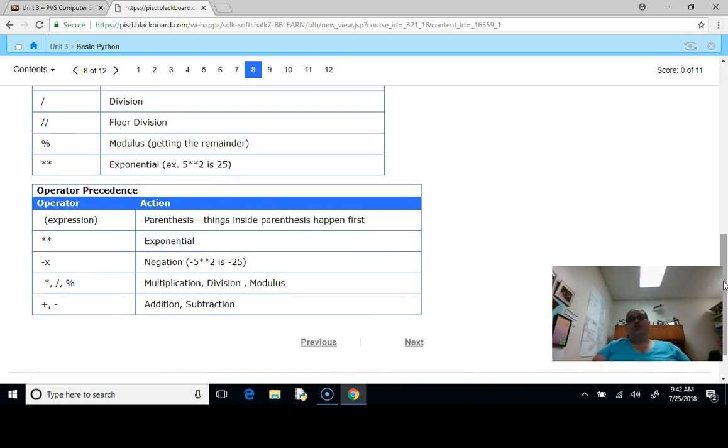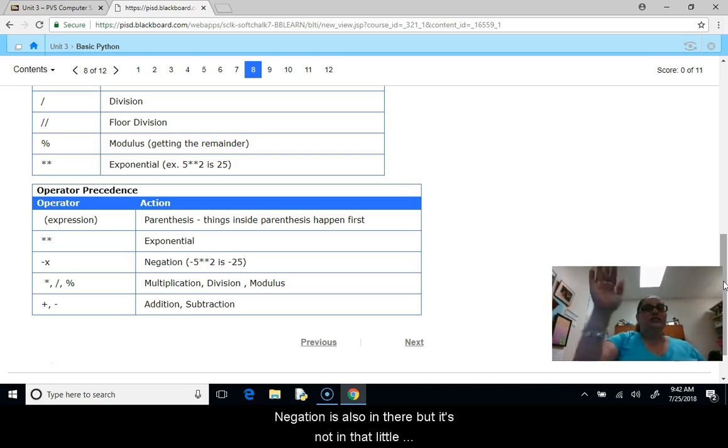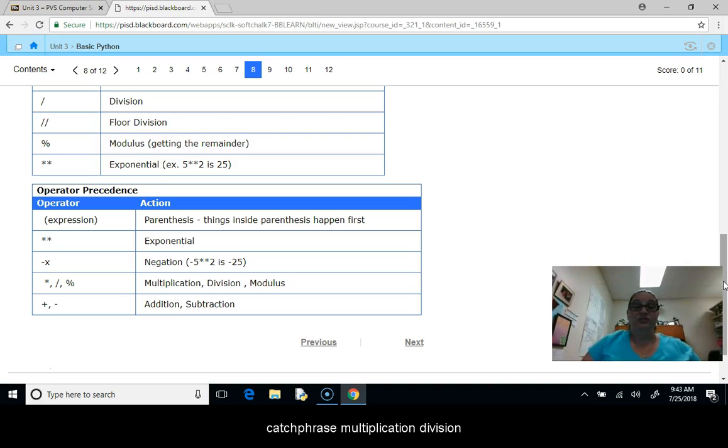Now, just like in regular math that you do with pen and paper, in coding, you have to follow the order of precedence. So remember the little catchphrase, please excuse my dear Aunt Sally. So P is for your parentheses. You always do your parentheses first. Excuse is exponentials. My dear Aunt Sally would be multiplication, division, modulus, and then you have your addition and subtraction last. Now the negation is also in there, but it's not in that little catchphrase.